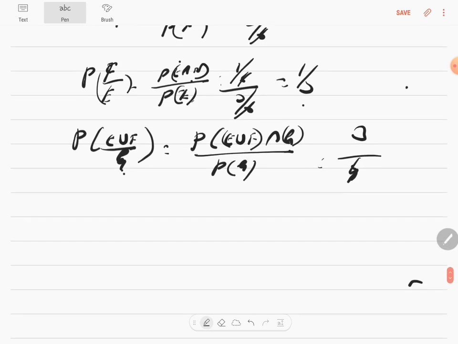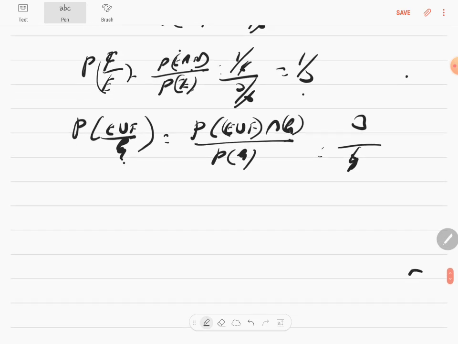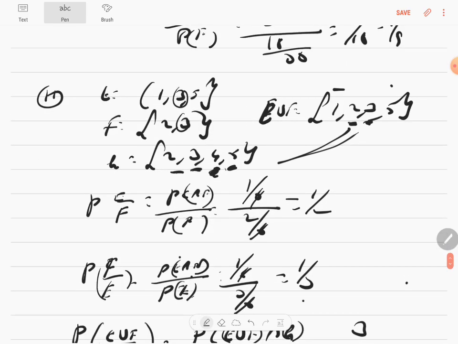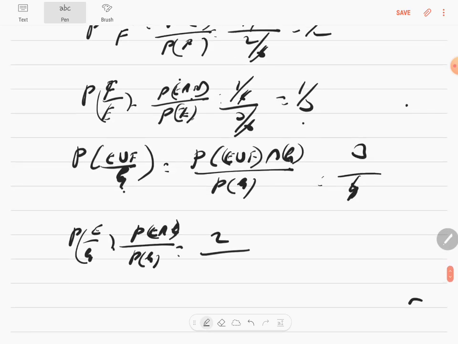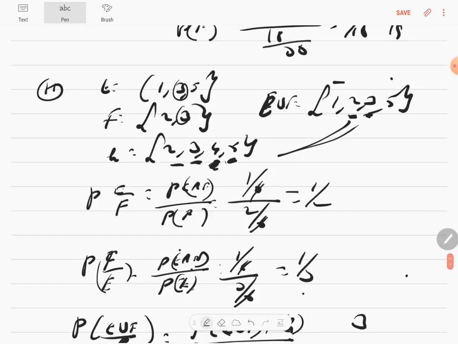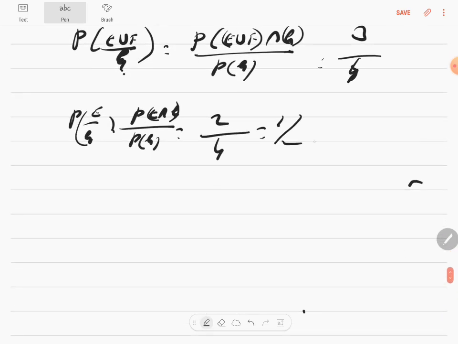So that's what it is if they ask you something complex. E by G. P of E by G is P of E intersection G by P of G. What is E intersection G? E intersection G is just 2 and 3. So you have 2 by P of G, which is 4. So therefore it's 1 by 2. Let's go to next.